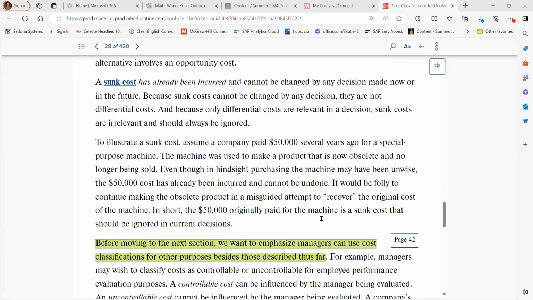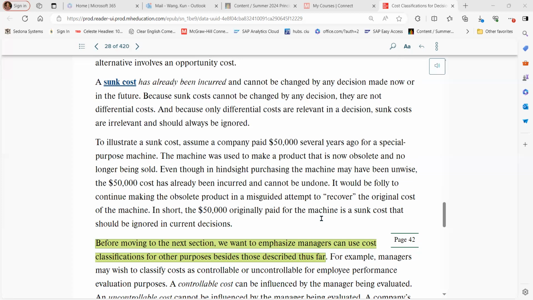So in this case, you shouldn't focus on the $50,000 you already paid. It's already a sunk cost. So right now you should ignore the $50,000 and rather compare options, like modifying the machine for other products. So make some alterations to the machine so you can use it for other purposes.